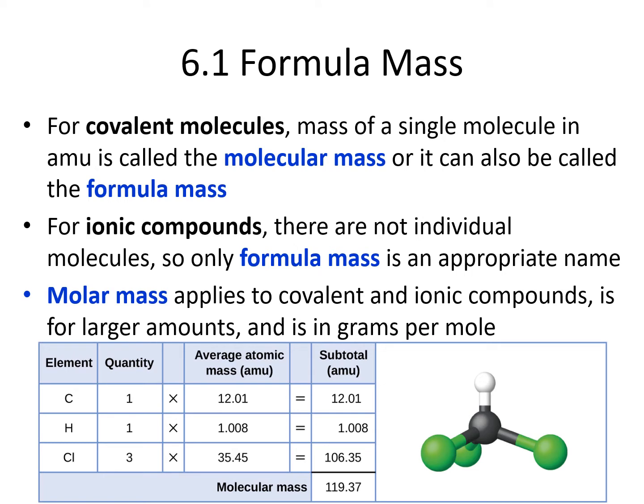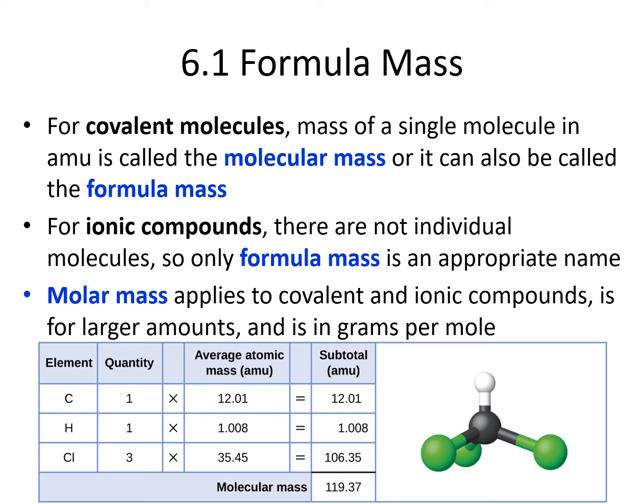In Chapter 2, we talked about molar mass. Now I'd like to describe a few related concepts. For mass of a single covalent molecule, we can use either the term molecular mass or formula mass. The units we would use for mass of a single molecule would be atomic mass units, or AMU. Molecular mass specifically refers to molecules, and formula mass would be the mass based on the chemical formula.